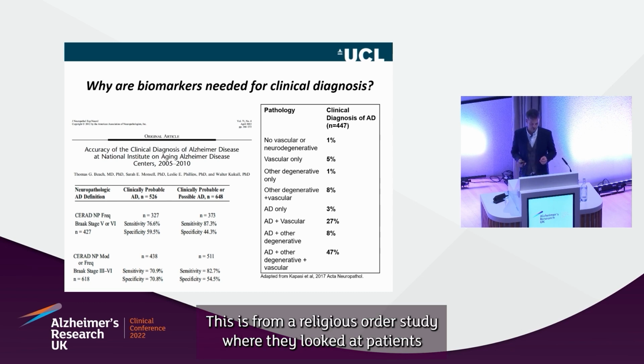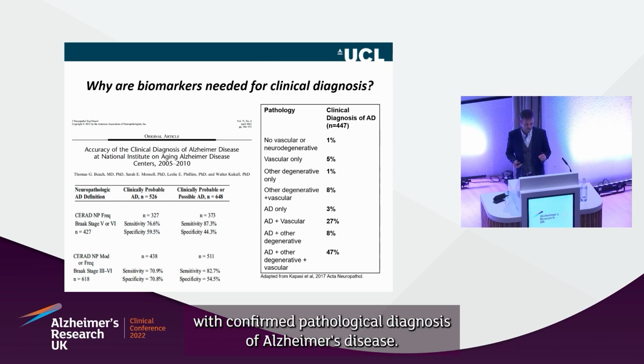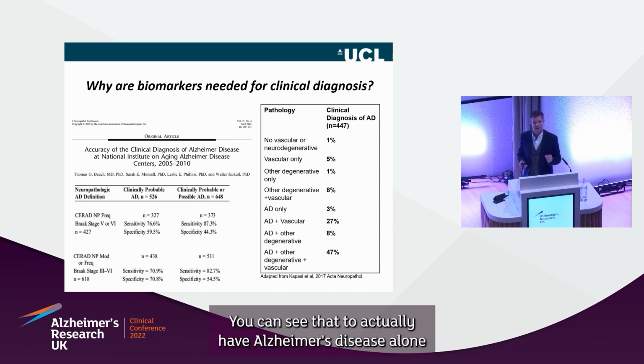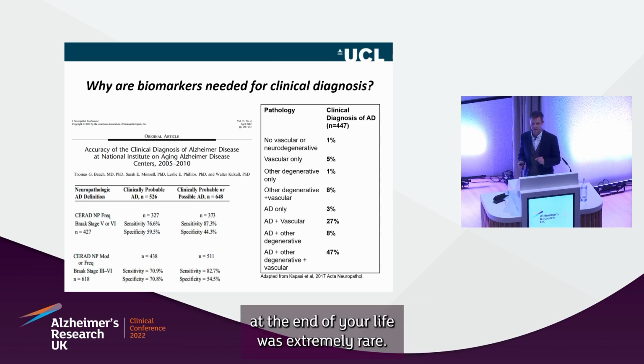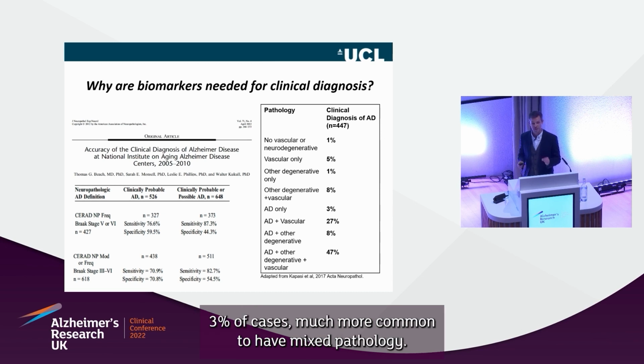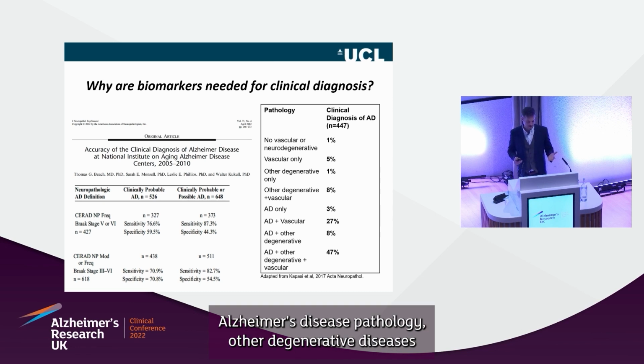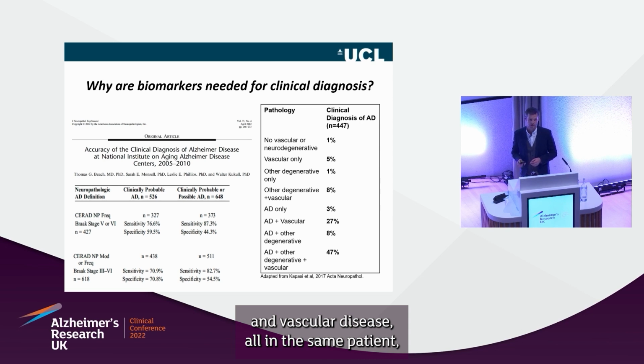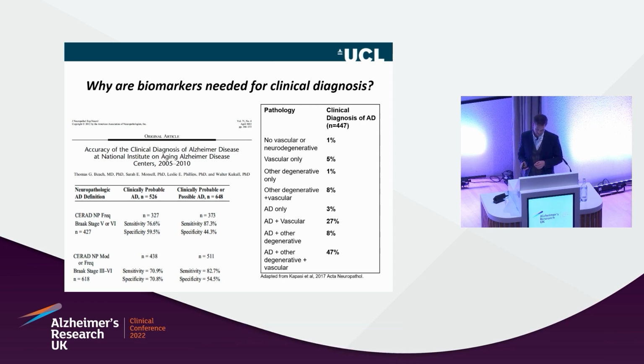And this is from a religious order study where they looked at patients with confirmed pathological diagnosis of Alzheimer's disease. And you can see that to actually have Alzheimer's disease alone at the end of your life was extremely rare, 3% of cases. Much more common to have mixed pathology. So Alzheimer's disease pathology, other degenerative diseases, and vascular disease, all in the same patient.